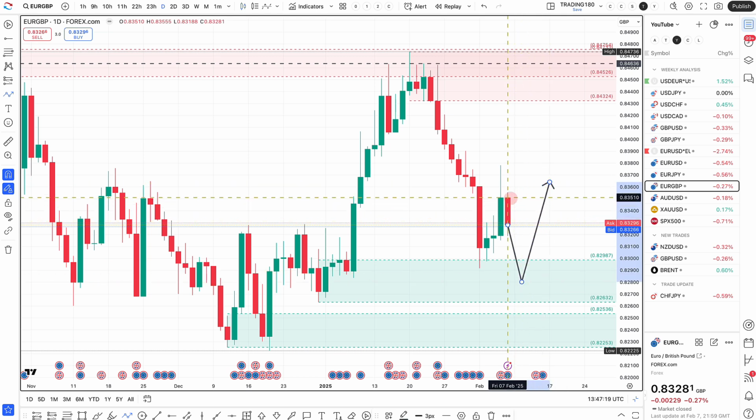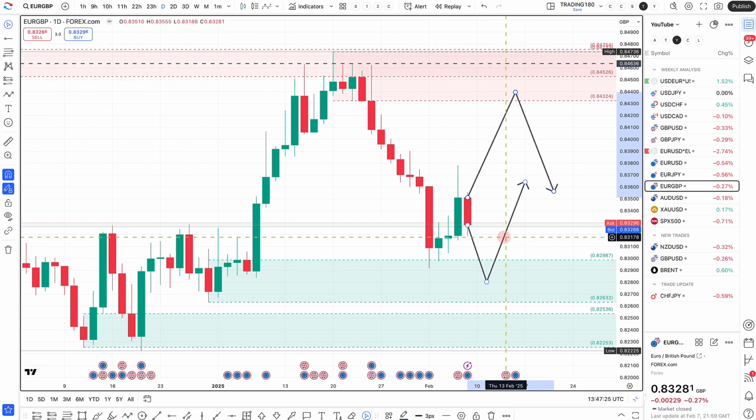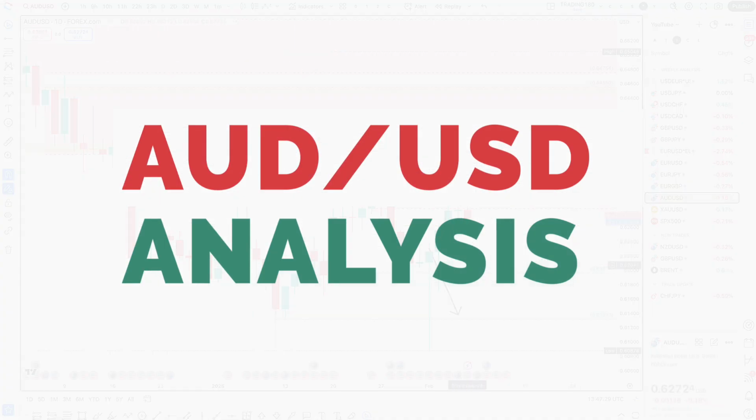If you're looking for a short trade, then you'd have to wait for prices to move to the upside before looking at going short. But not a pair I'm really interested in. Aussie dollar, US dollar. So again, we've pulled back up into this supply zone.